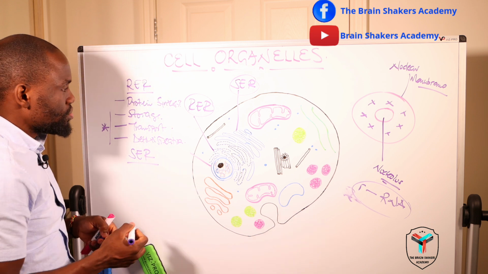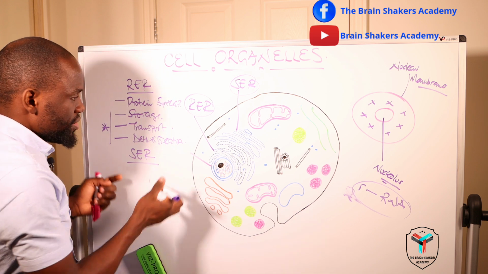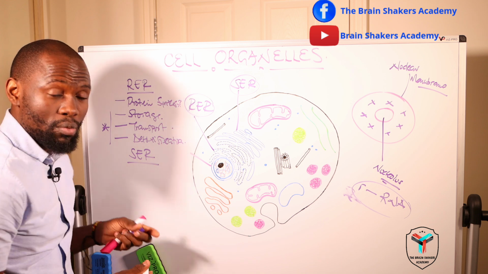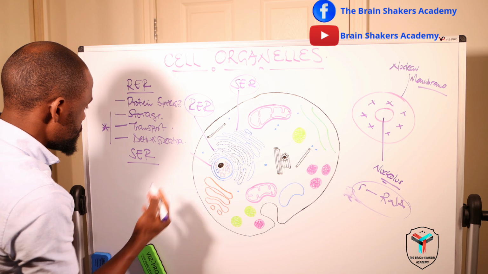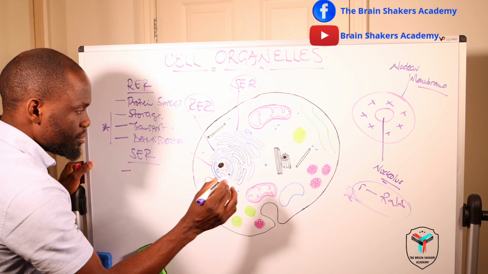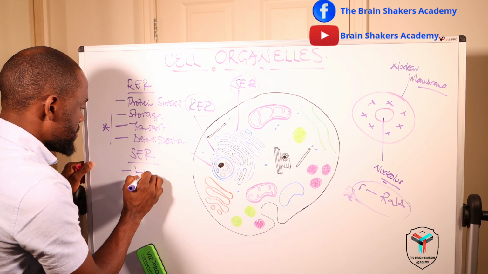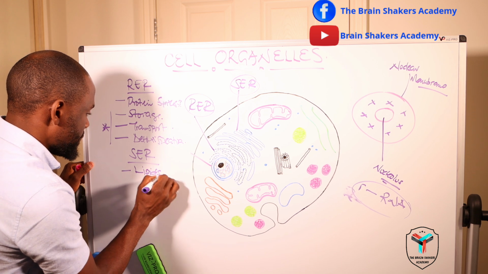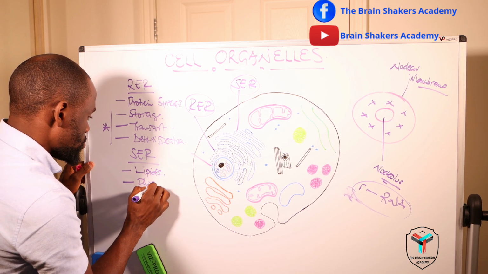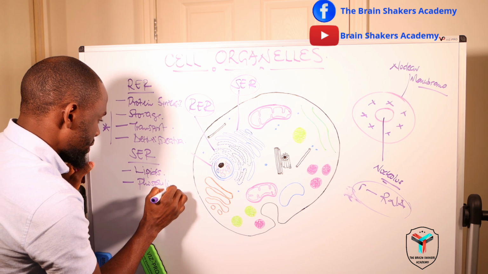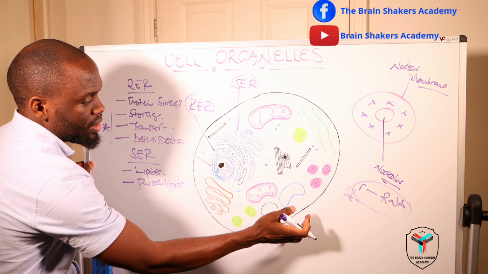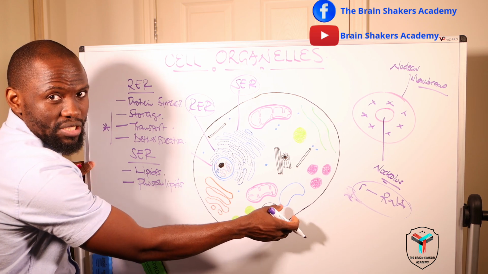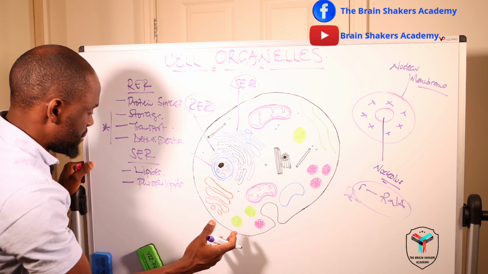But in addition to those functions, the smooth endoplasmic reticulum, which is also a membrane-bound organelle, is going to be at the forefront of the formation of lipids. It will also be involved in the formation of phospholipids. These phospholipids then become a part of the plasma membrane, as we are going to see when we look at the plasma membrane.